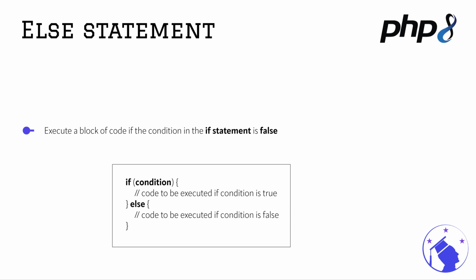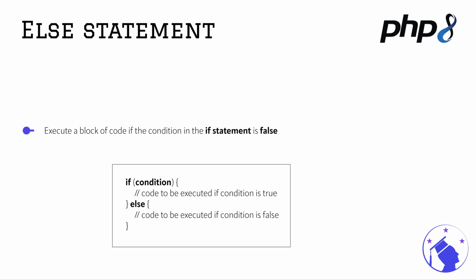Next is the else statement. The else statement is used to execute a block of code if the condition in the if statement is false. The syntax will be like this. If, within parentheses, the condition, opening curly brace, the code that will be executed if the condition is true, then closing curly brace. Then we type else just after the closing curly brace, and open one curly brace. Here is the code that will be executed if the if condition is false, then closing brace.